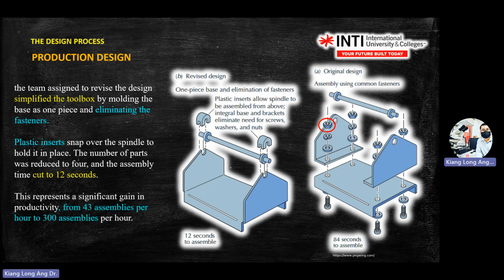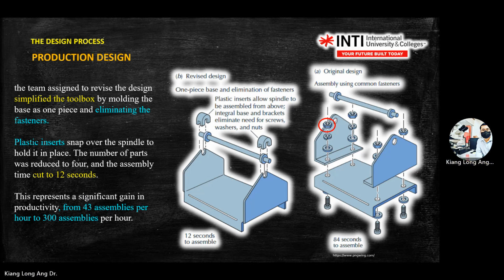Next, they further study whether they can still do further simplification. With the first design they can do 43 assemblies in 1 hour. With the second design they can do 300 assemblies. So 300 sets in 1 hour. So they increase the productivity.